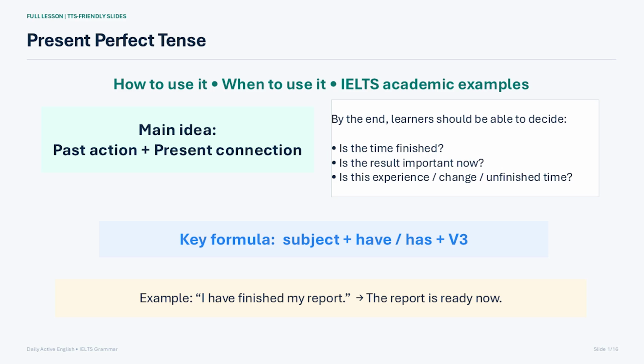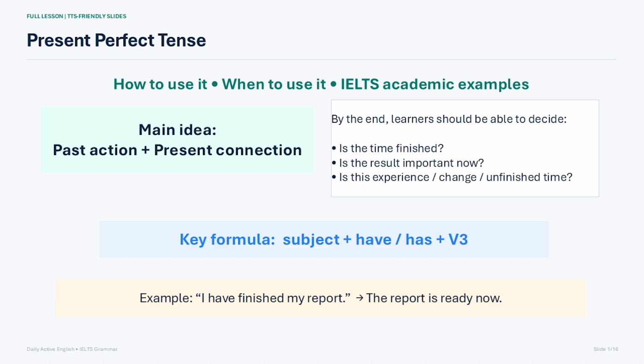Today, we are going to learn the present perfect tense in a practical and clear way. The main question is not only, how do we form it? The real question is, when should we actually use it? Many learners know the structure, have or has plus past participle.